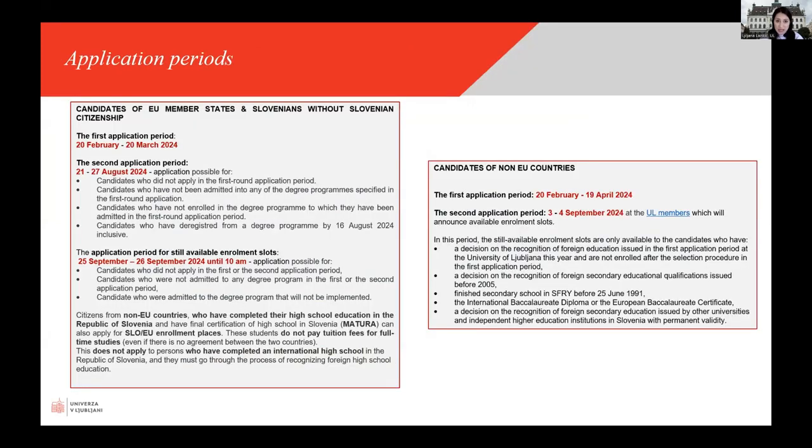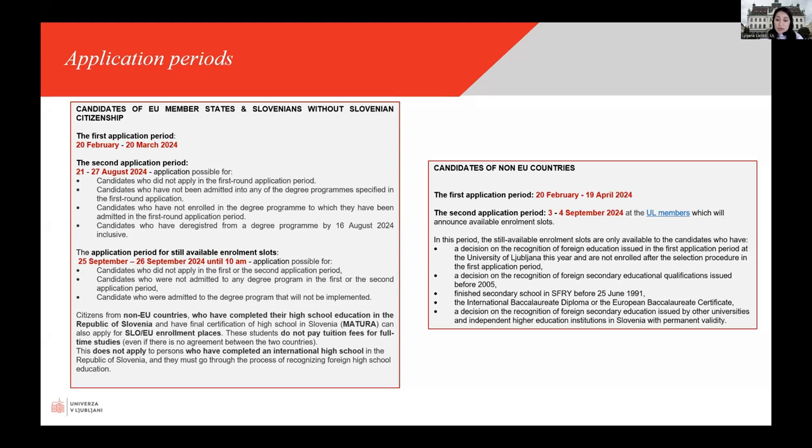So when it comes to the application period, be aware of the different deadlines. You can apply during several application periods, and the deadlines depend on your citizenship. If you're a citizen of an EU member state or Slovenian without Slovenian citizenship, you can apply in the first application period from 20th of February to 20th of March, and in the second application period from 21st to 27th of August. So here you can see who can apply in this second application period.